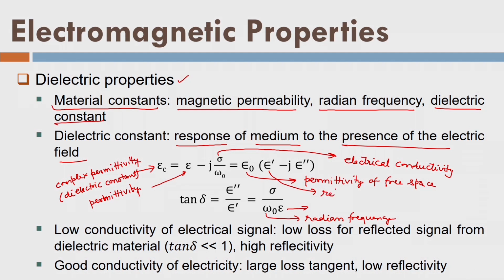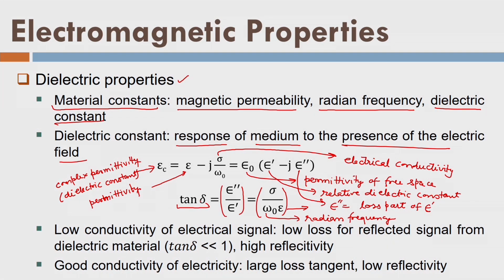And then we have epsilon dash, that is relative dielectric constant. This factor is called relative dielectric constant, and this epsilon double dash is the loss part of epsilon. So, now we can see this tangent delta term is the ratio of the loss to the relative dielectric constant of the material. If loss is higher, what will happen? Tangent delta will be higher, and that will become good conductive material.